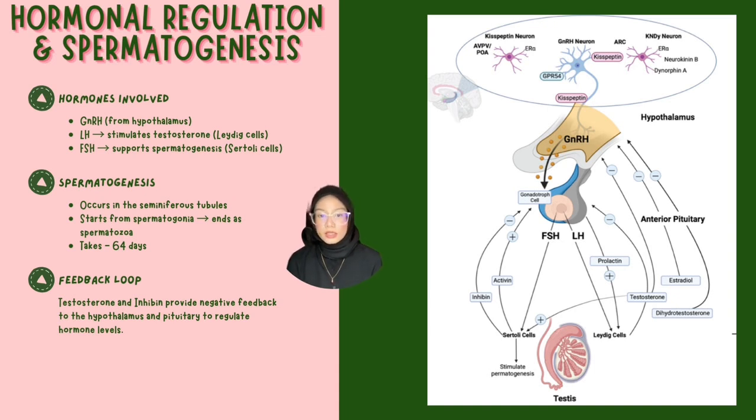LH circulates through the bloodstream to reach the testes, where it plays an important role in stimulating Leydig cells to produce testosterone, which is the primary male sex hormone. In this context, FSH plays an important role by acting on Sertoli cells located within the seminiferous tubules.